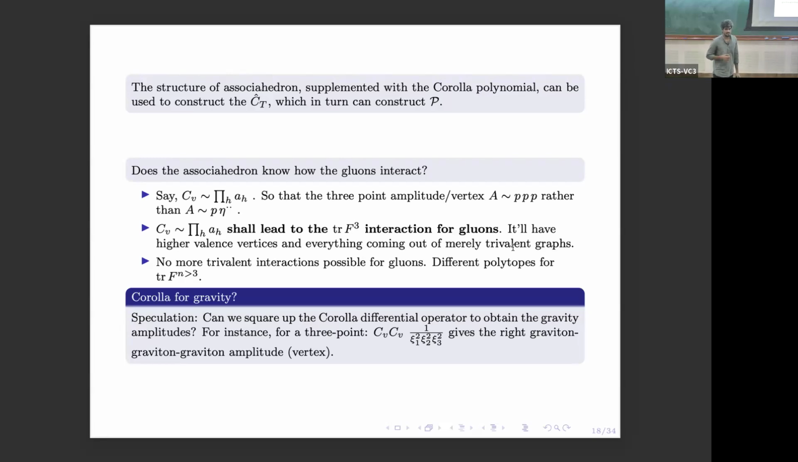Yes. We haven't worked that out. That's why it's speculation here. I think it should be doable. You will have different G's for them. But we never actually sat down and did those calculations. So I'm sorry.